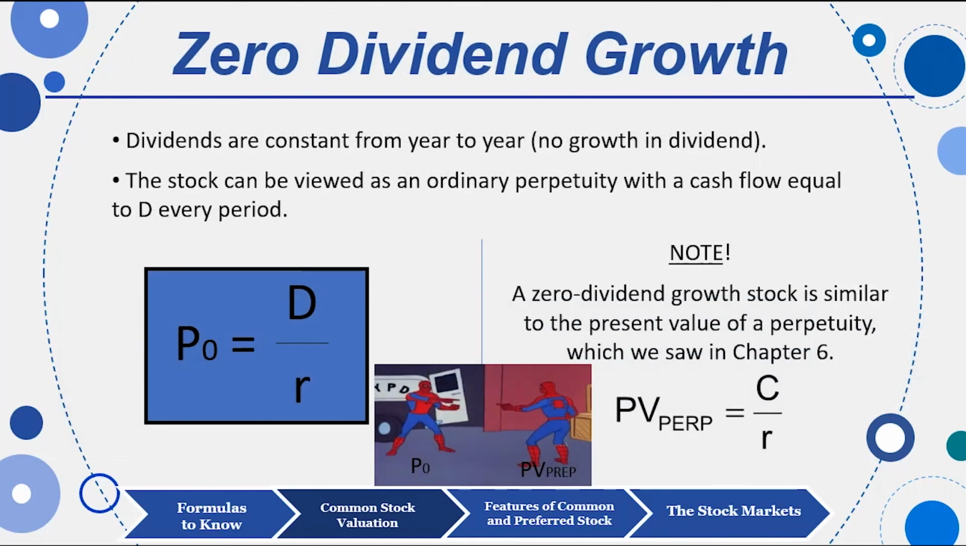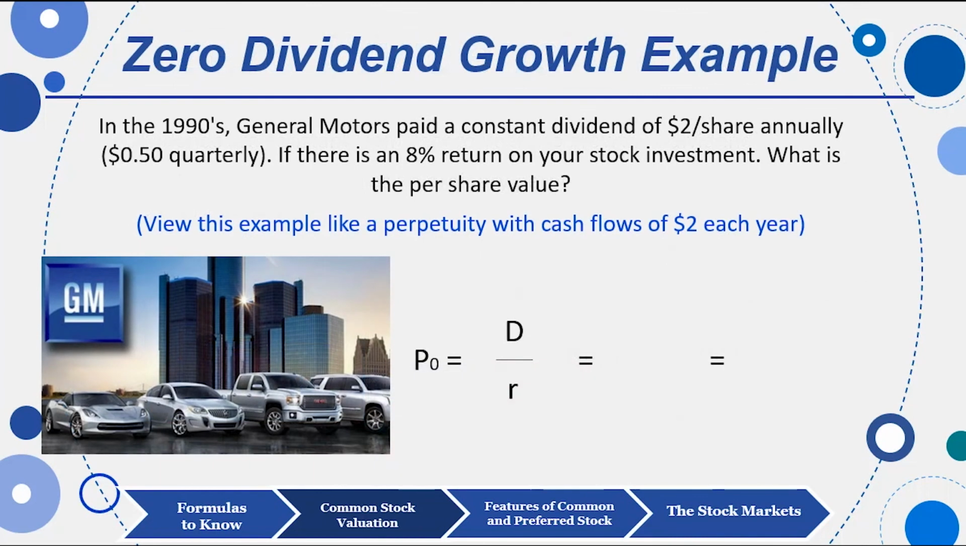Dividend growth model, again, General Motors: there is no growth, so the g is zero. Stock can be viewed as an ordinary perpetuity, C over R, $2, $2, $2, $2, divided by the required rate of return. Again, similar to the present value perpetuity formula that we learned in Chapter 6. GM paid a constant dividend of $2, like I said, for many, many years. I think it was about 2008 when they finally reduced the dividend and finally canceled it altogether. They were in such a difficult economic environment.